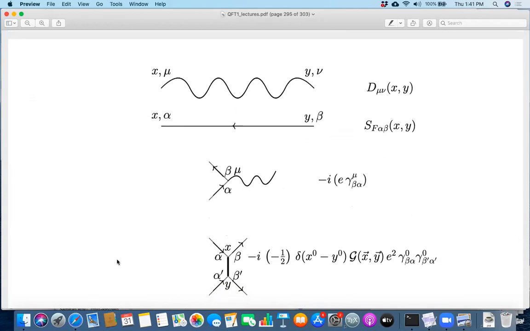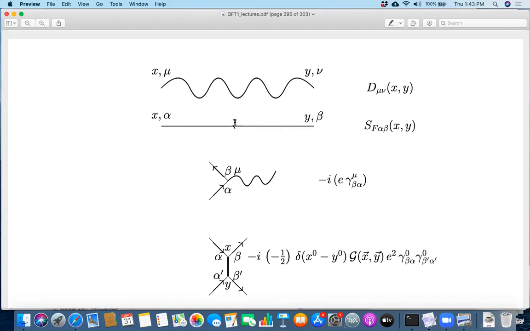Okay, so here I have drawn the propagator. So normally the propagator for the photon is denoted by a wavy line. So this is the notation that I'll be using for the propagator of a photon or a gauge field, which I'll denote by D mu nu x y. And this is the propagator for the fermion. This we had already introduced.